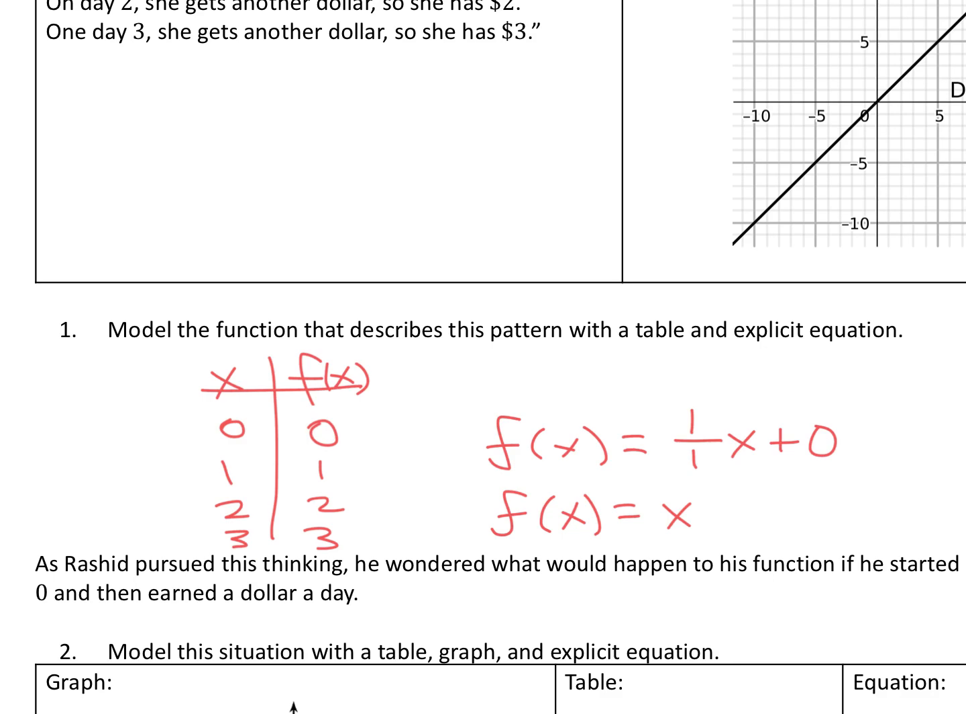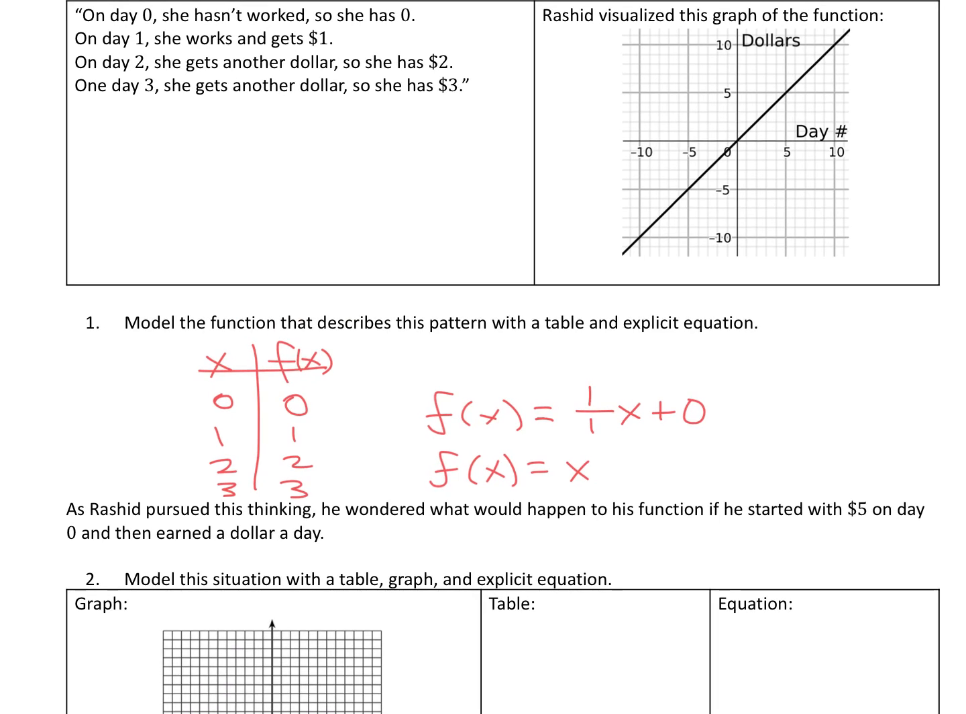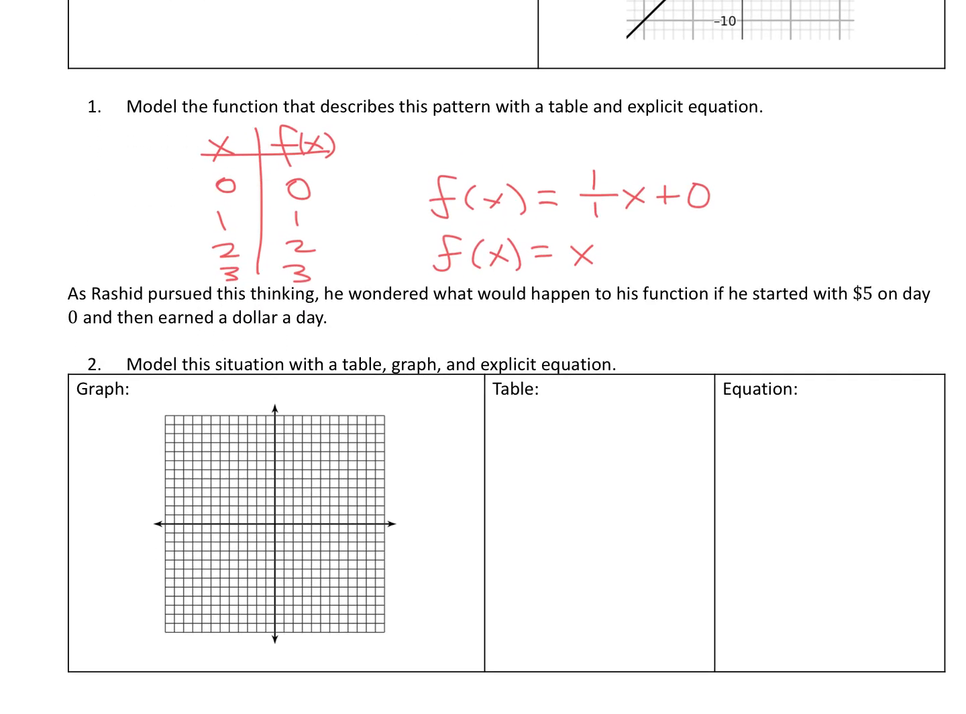As Rashid pursued this thinking, he wondered what would happen to his function if he started with $5 on day 0 and then earned $1 a day. So now he's switching it up. Instead, he's starting with 5, but has the same amount that he's earning each day. So we need to model this using a table, graph, and an explicit equation.